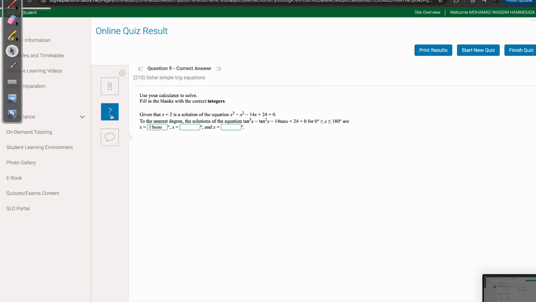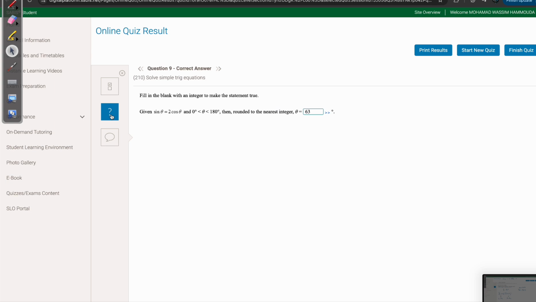Number 9. Given that sine theta is equal to 2 cosine theta and theta is between 0 and 180, then to the nearest integer theta is, this is really easy, just plug it into the calculator. Sine x is equal to 2 cosine x. You're going to get 63.4, which is the answer. Nothing much, just calculator.